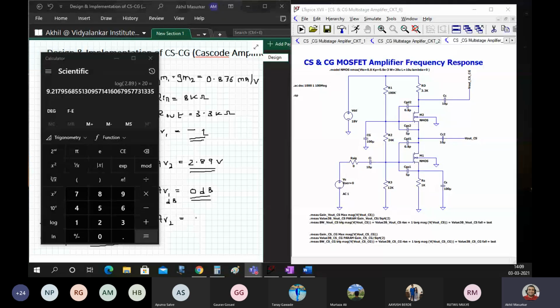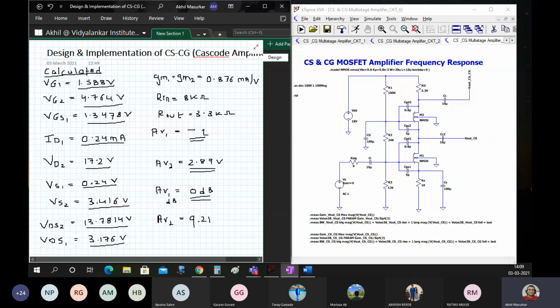Because my gains will be in dBs, right? So I want to check the gain of the first stage. I want to check the gain of the second stage. And then I want to compare the entire CS-CG with the CS-CS amplifier. So that is what we are going to do now.